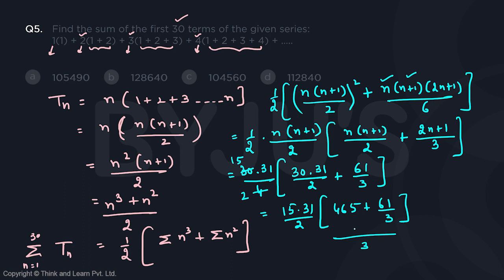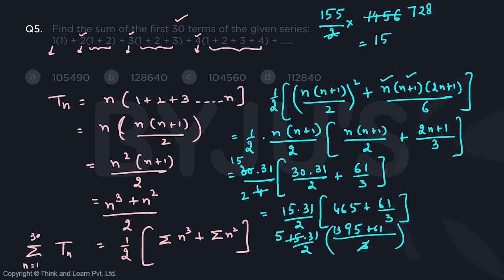When I take the LCM as 3, 3 5s are 15, 3 6s are 18 plus 1, 19, 12 plus 1, 13, plus 61. This whole divided by 3 into 15 into 31 divided by 2. 3 will cancel out with 15 to give 5, right? I am writing it here now, I don't have space. 5 into 31 is 155 divided by 2 into their sum, that is 5 plus 1, 6, 6 plus 9, 15, 1 carry over, 13 plus 1 is 14, and this also can be cancelled out by 2. 2 sevens are 14, then after that 28. So my final answer is going to be 155 into 728. That is going to be the final answer.